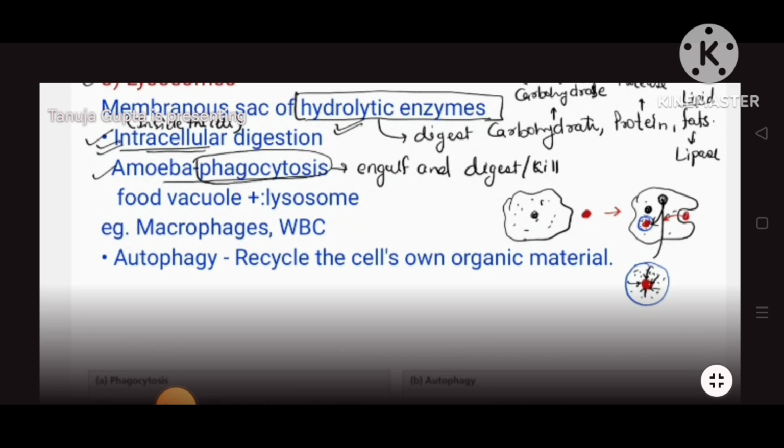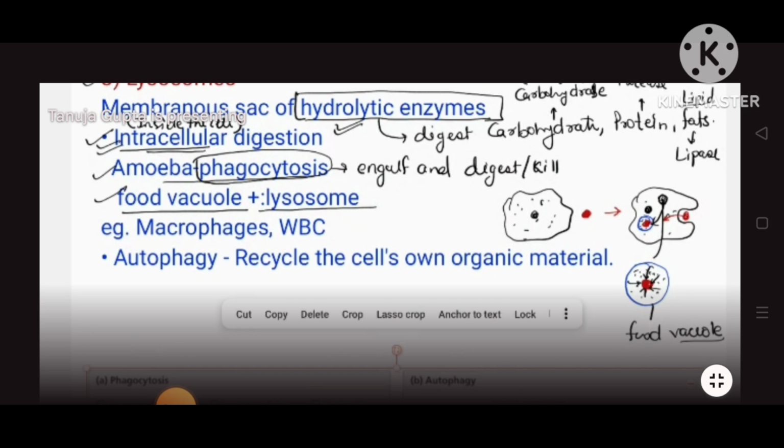Okay, got it, beta? So that's how it takes its food. It makes the food vacuole. Here it is written, it is making the food vacuole. A vacuole which has food is called food vacuole, which merges with the lysosome and ultimately digests the food and releases the nutrients for amoeba. Now one more example of this category is macrophages, WBC. They also do such kind of activity. They also digest the food in this way only.